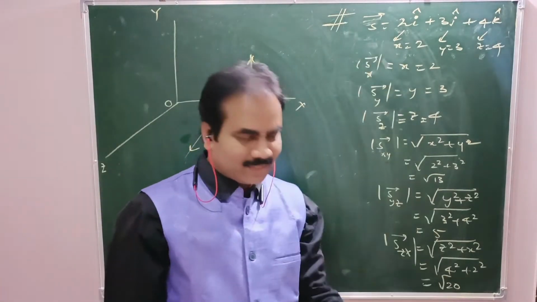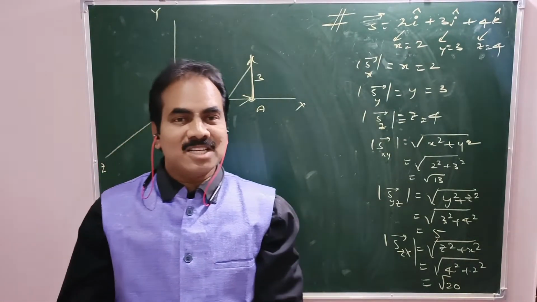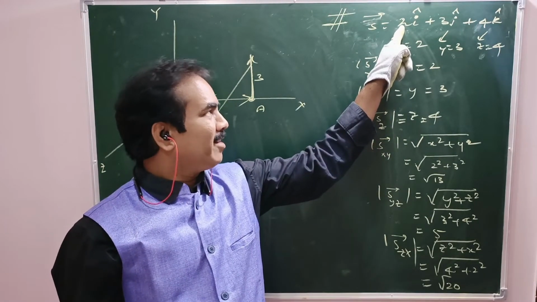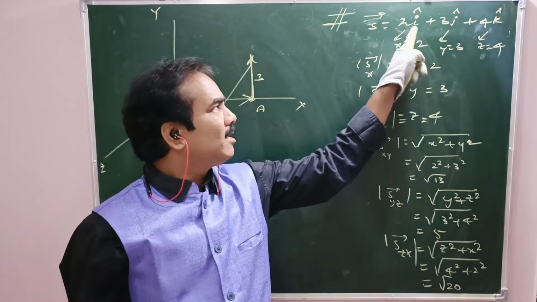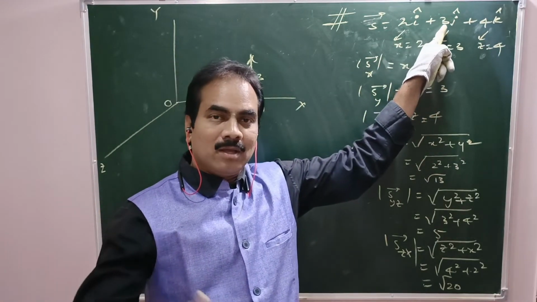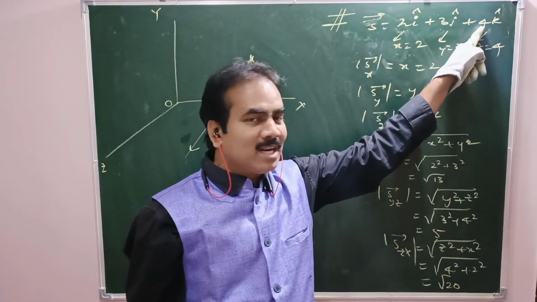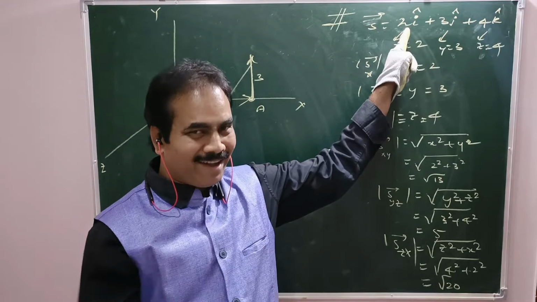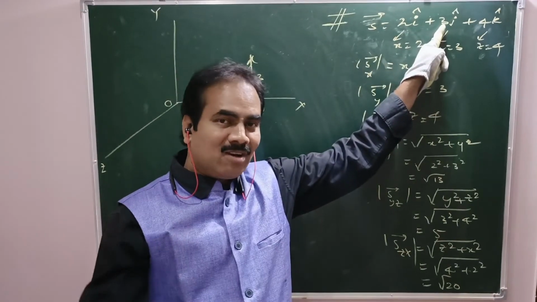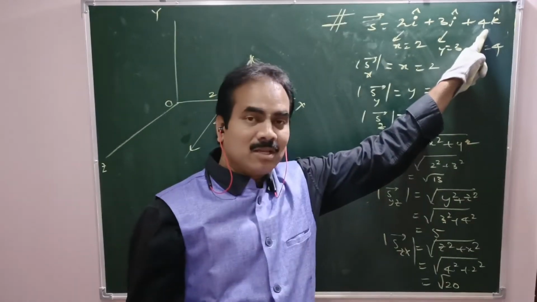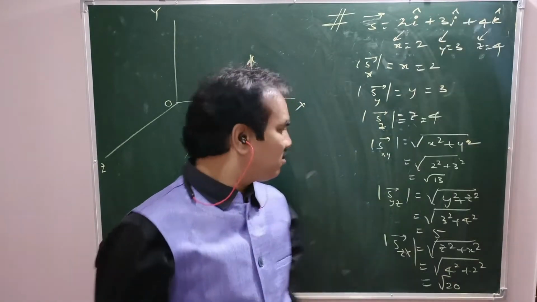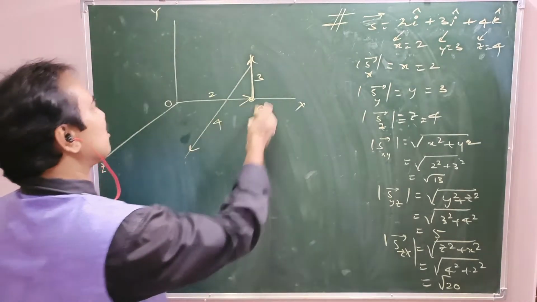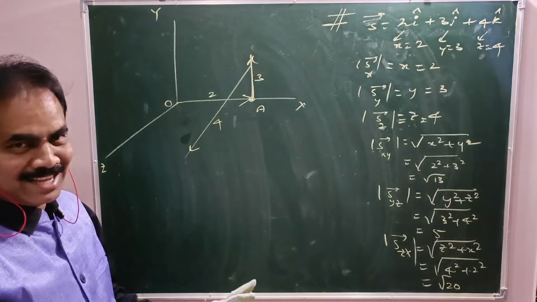Suppose in this sum, it is given that a particle starts from the origin and covers 2 meters along the x axis, and again 3 meters parallel to the y axis, and finally 4 meters parallel to the z axis. That is the given data for example. So 2 meters, 3 meters, 4 meters.